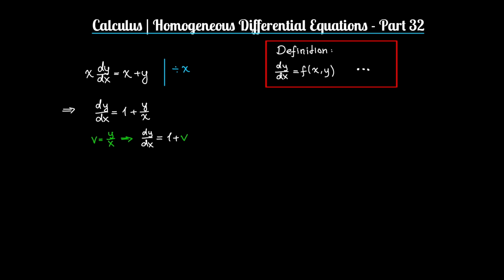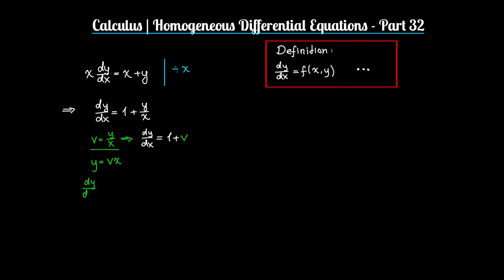I need to somehow find another way to rewrite dy dx in terms of this new variable v which we introduced. So now I will reuse our substitution. I think we can agree that we can multiply both sides by x in order to get rid of the fraction. So now we have y is equal to v multiplied with x. And then I can differentiate this implicitly from both sides.